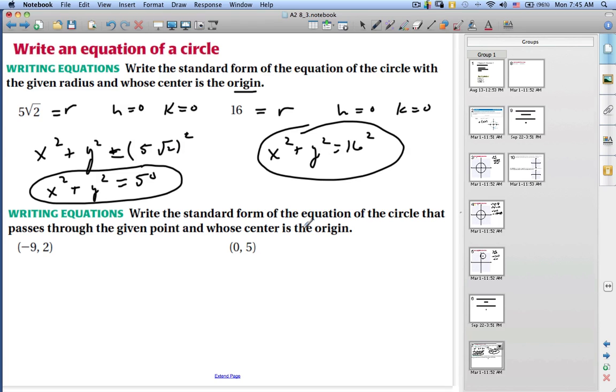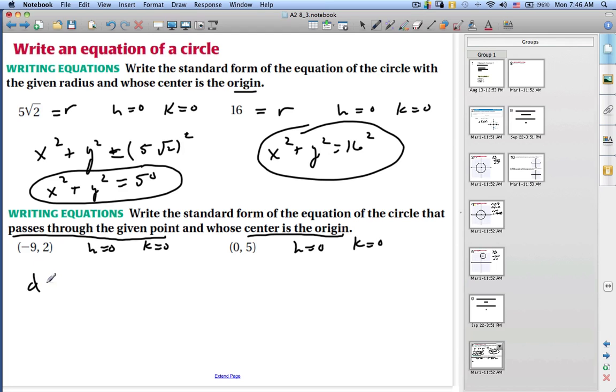So now we have a slight variation here. Instead of giving me the radius, I have to figure out the radius, because what they've told me is my center is the origin and the circle passes through the given point. So I know the distance from the origin to the point will be equal to the radius. So I know that h is equal to 0, k is equal to 0. In each case, h is equal to 0, k is equal to 0. And I want the distance from 0, 0 to negative 9, 2.